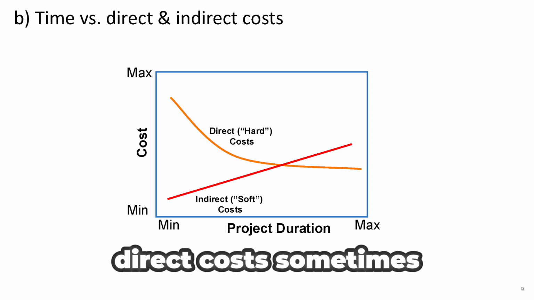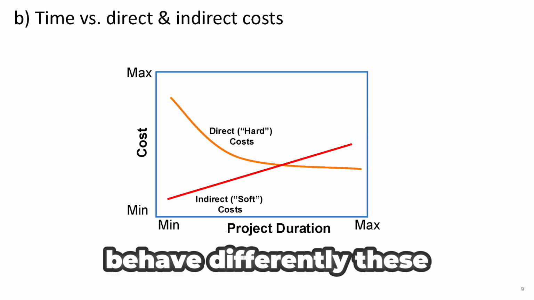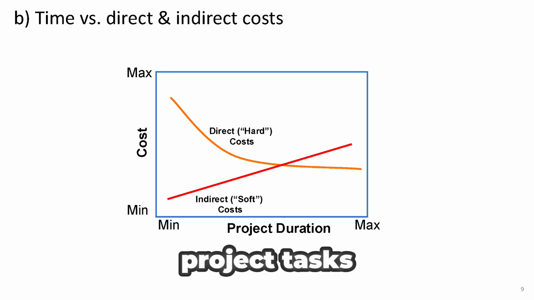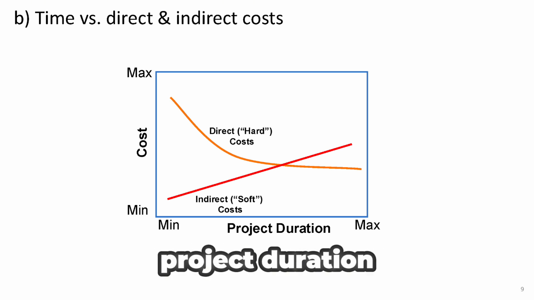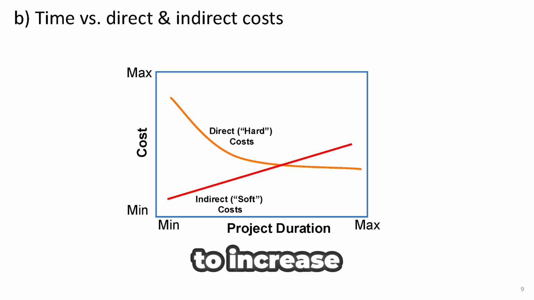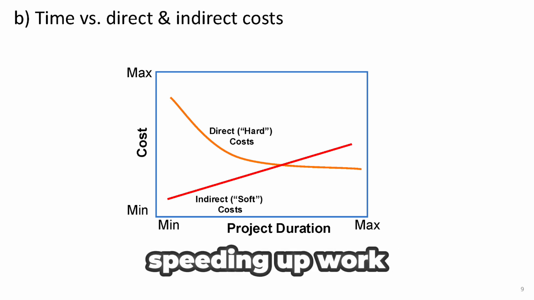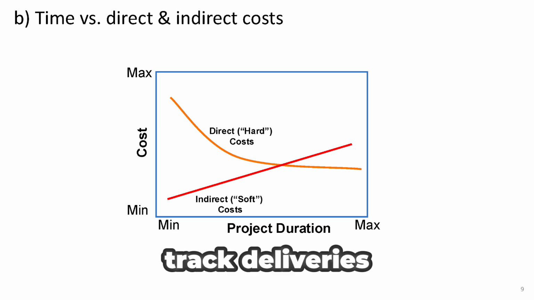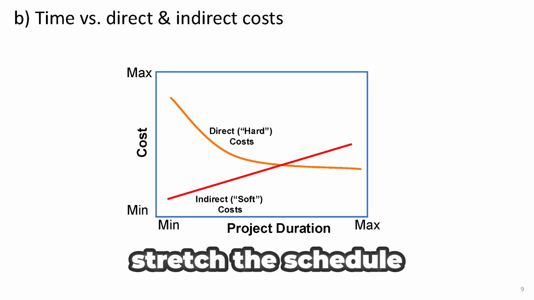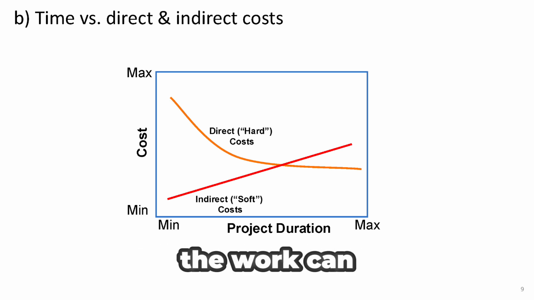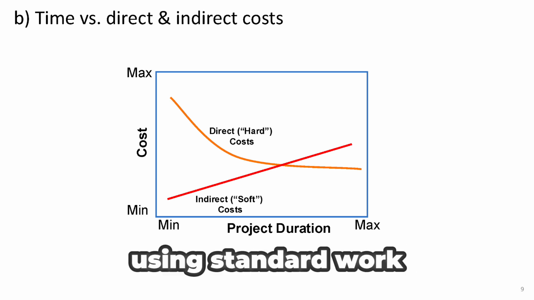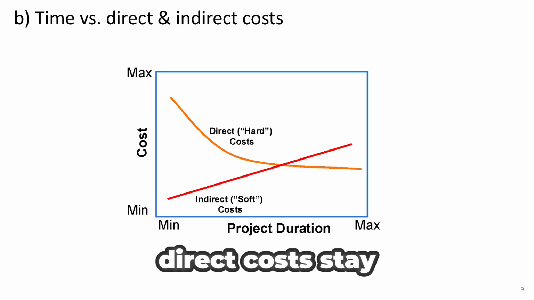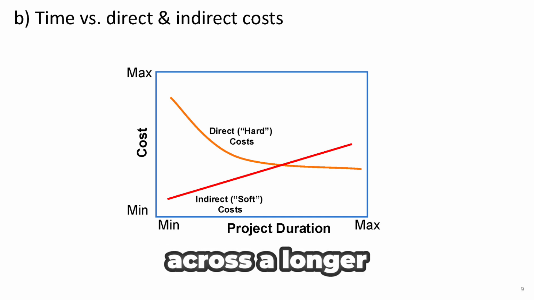Direct costs, sometimes called hard costs, behave differently. These include things like labor, materials, and equipment used directly for project tasks. When you try to shorten the project duration, direct costs tend to increase. This happens because speeding up work often means paying for overtime, bringing in extra workers, or paying premiums to fast-track deliveries. However, if you stretch the schedule and allow more time, the work can be done at a regular pace, using standard work hours and typical crew sizes. In that case, direct costs stay lower per day, but are spread across a longer time frame.